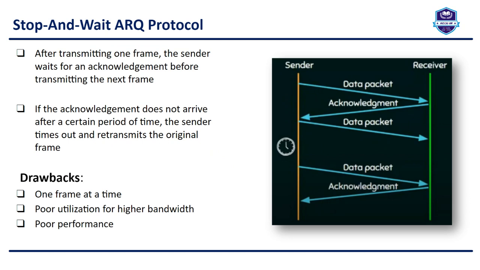But what happens if the second frame or the acknowledgement for the second frame is lost? In this case, the sender will have a certain time period. If the acknowledgement is not received within that time, then the frame will be sent again, so that the receiver will get the frames with flow control. The drawback of stop and wait ARQ is that only one frame can be sent at a time, and there is poor utilization of higher bandwidth. Then it is poor performance.